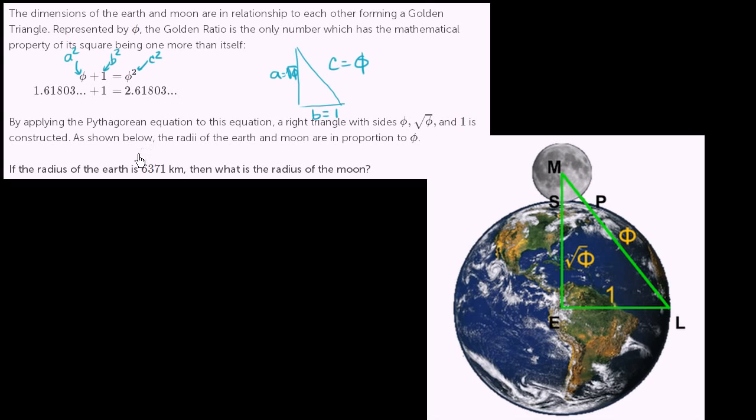As shown below, and this is a little bit mind-blowing, the radii of the Earth and Moon are in proportion to phi. So this is exciting. If you were to take the Earth's radius, that's this radius right over here, and add it to the Moon's radius, the sum of those two radii, the ratio of that sum to Earth's radius is square root of phi.